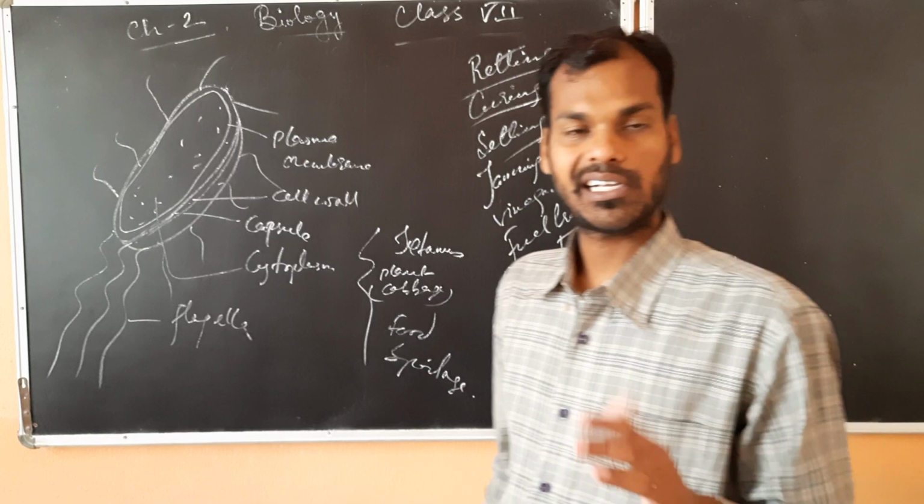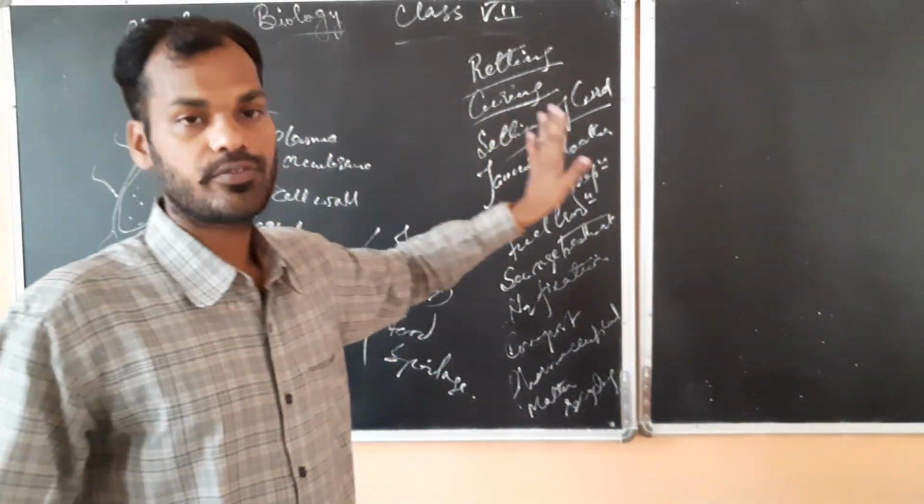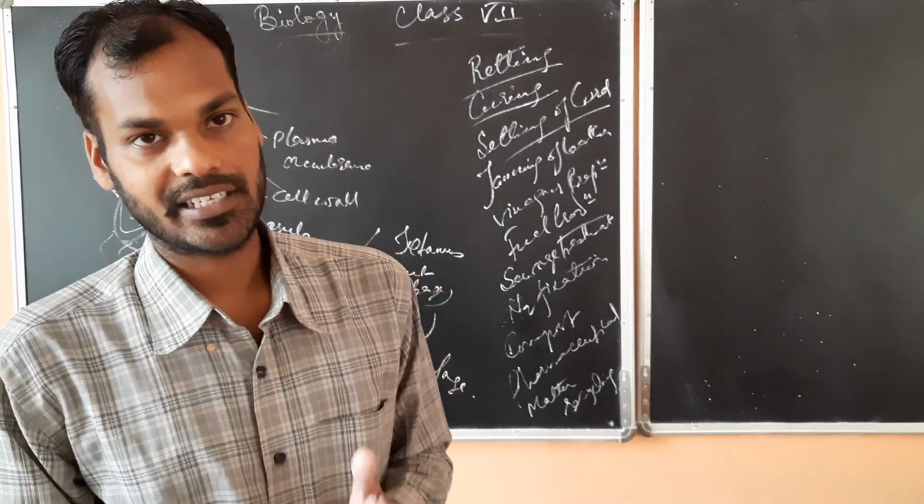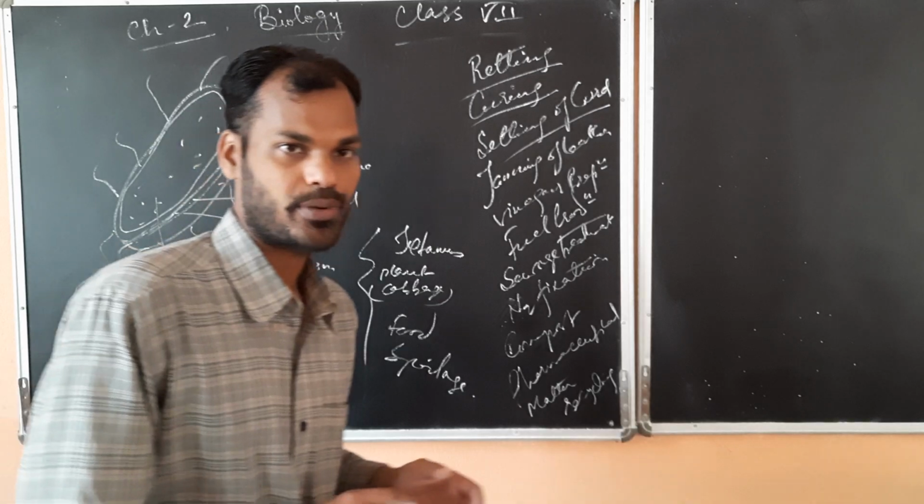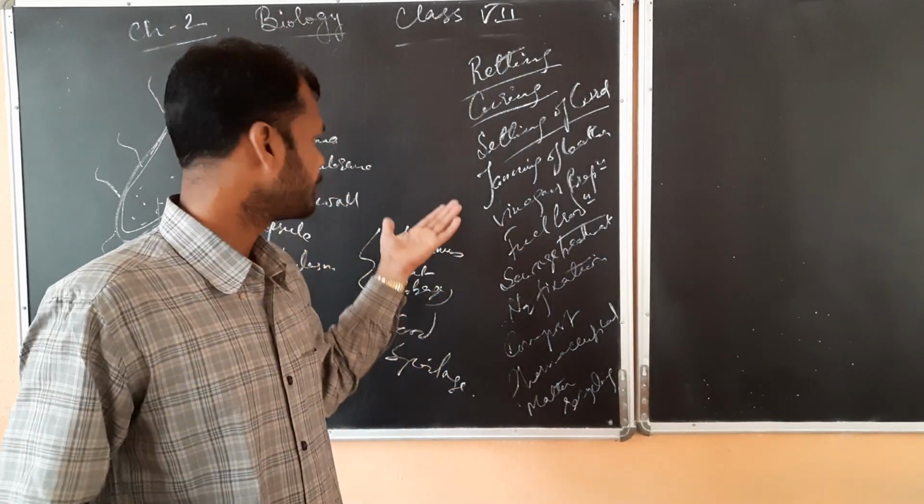Next is setting of curd. Everybody knows that when milk is converted to curd, this setting of curd is due to lactobacillus bacteria, which is a type of bacilli. Okay, lactobacillus. Everybody knows about this setting of the curd.